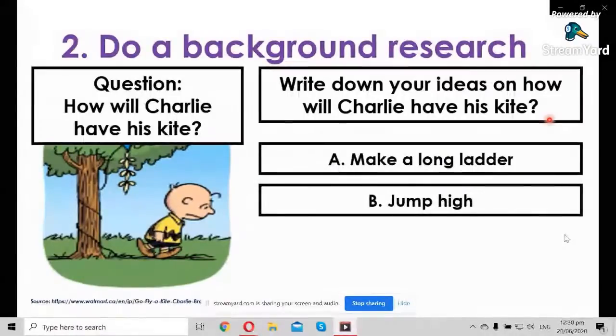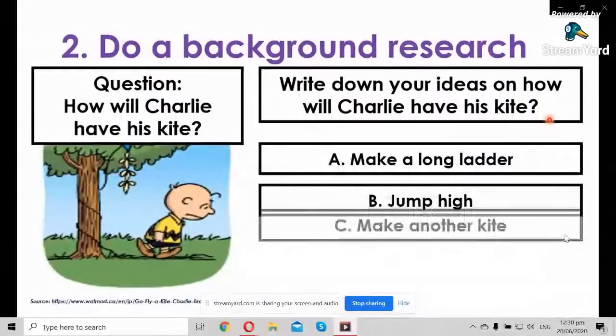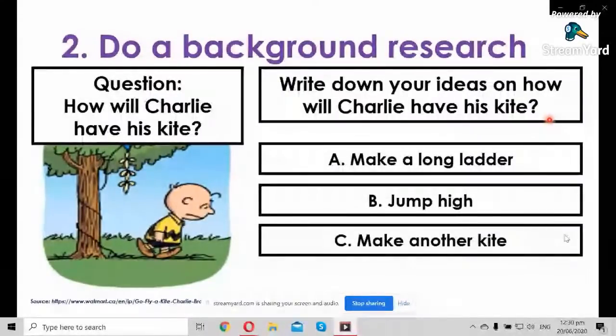Letter B, you can also jump high. You might tell Charlie to jump high above so that he can reach the kite on top. Letter C, make another kite. Well, this is another option that Charlie can do to solve his problem. What do you think of the three ideas, which would be better and which would be best? Let's try to find out more.